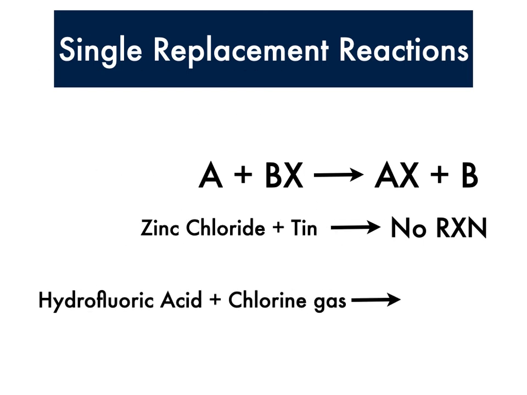Let's take a look at hydrofluoric acid and chlorine gas. So that's going to be HF and Cl2. So if you think about what the chlorine would have to replace, the hydrogen here is H plus or a cation, and the fluorine is F minus, so the chlorine would have to replace fluorine. But once again, we get no reaction. Why do we get no reaction?